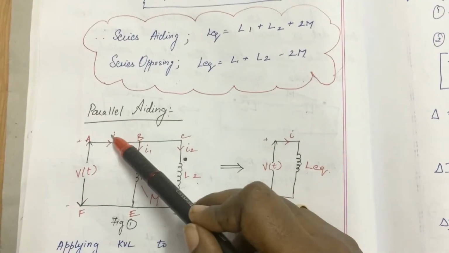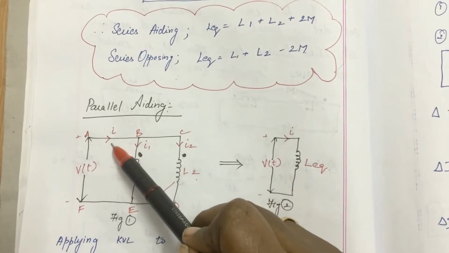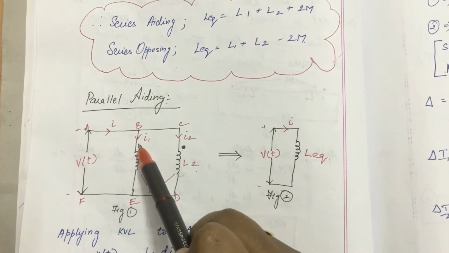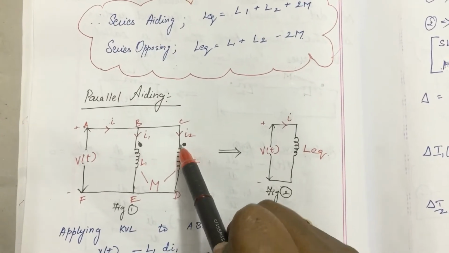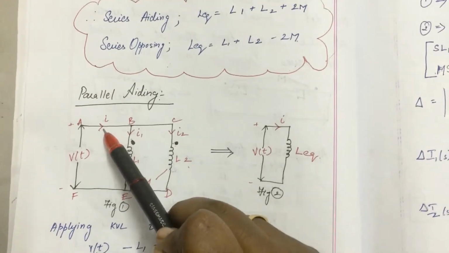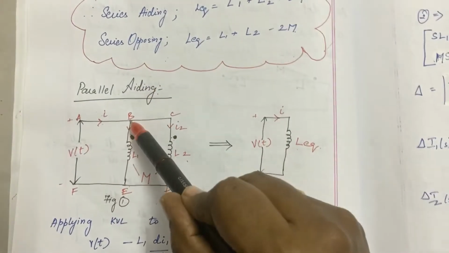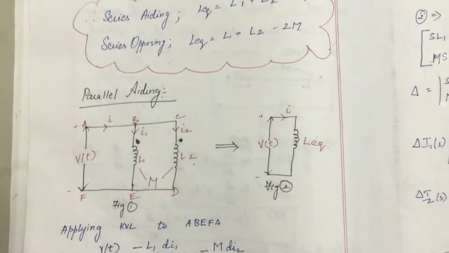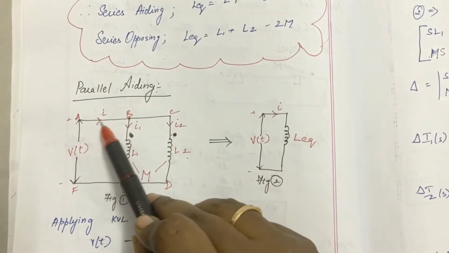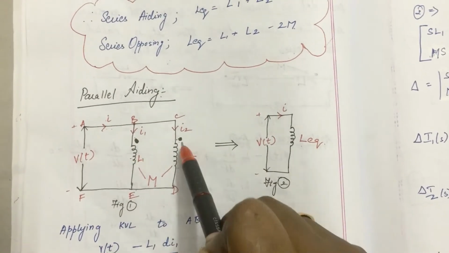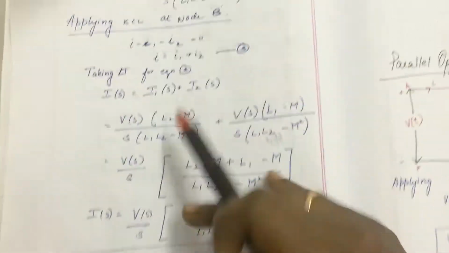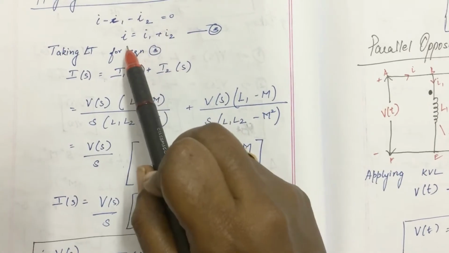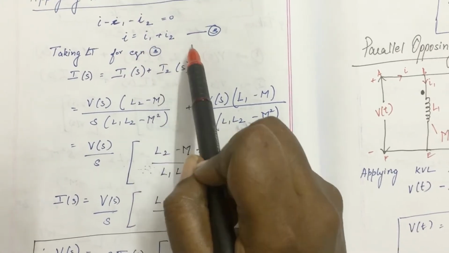Whatever currents I have got are my loop currents I1 and I2. But I want the whole current I. My current has been divided here as I1 and I2. I have got I1 of S and I2 of S, but I don't know the value of I. To obtain I, I apply KCL at node B. Writing the KCL equation at node B, I is entry, so I minus I1 minus I2 is equal to 0. Therefore, I is equal to I1 plus I2.